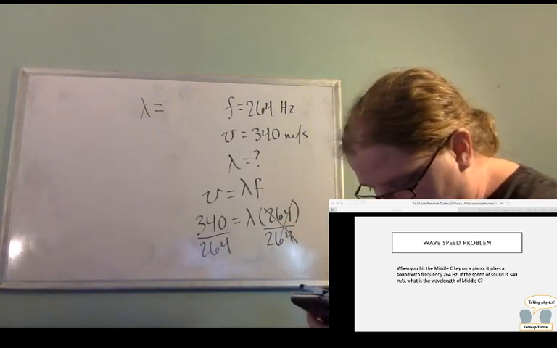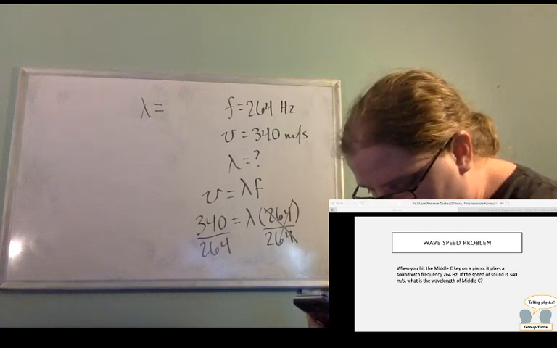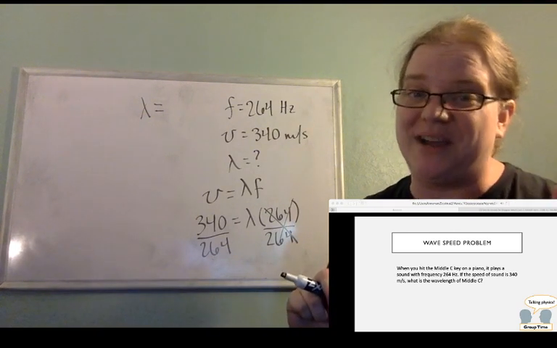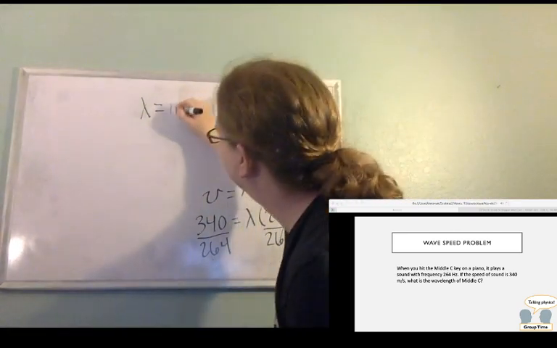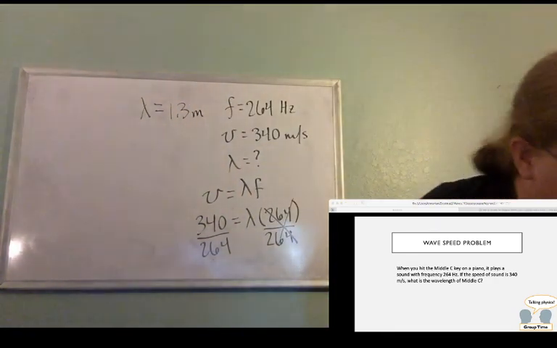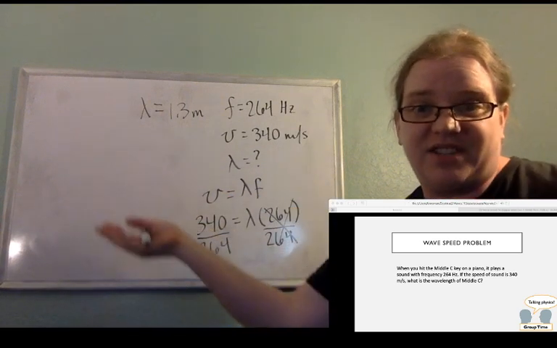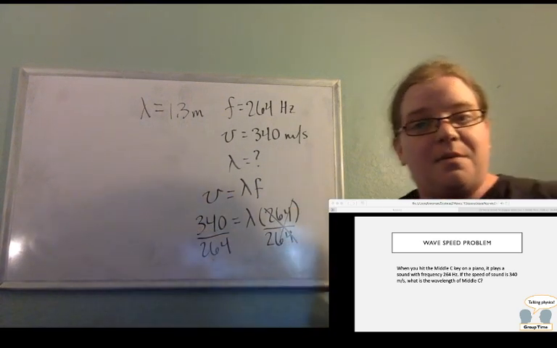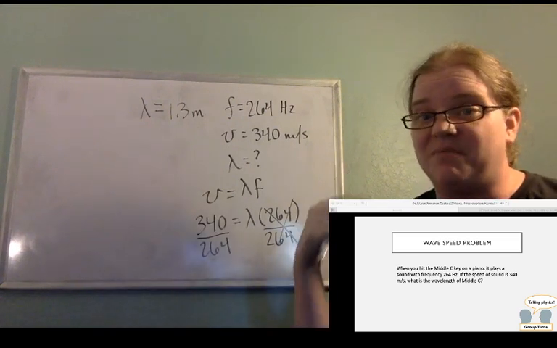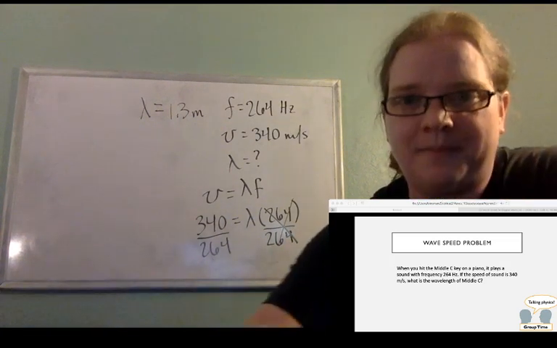So 340 divided by 264, 1.3. It was actually 1.28, so I was kind of close. We'll call that 1.3 meters. So that's longer than a meter stick, about a meter stick and a third, right? That is how long that sound wave is. But there are a lot of them that hit your ear in 1 second because it travels really fast. Okay? All right.